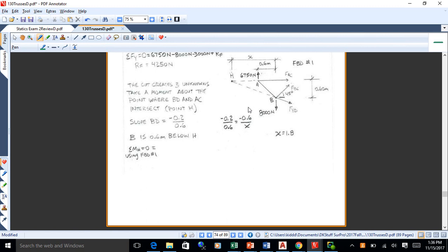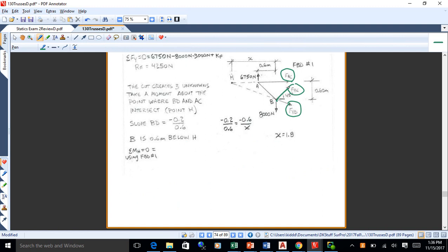Okay, so when I make this cut, I've got these 3 unknowns, AC, BC, and BD. I want to find BC. The quickest way to get it done, now there are other ways, but if I'm in a hurry, is to take the point where 2 of the unknowns intersect, i.e. the other 2 unknowns. So if I can figure out where BD and AC intersect, that's out here at H. I could take a moment about H, and doing that, I can solve for BC.